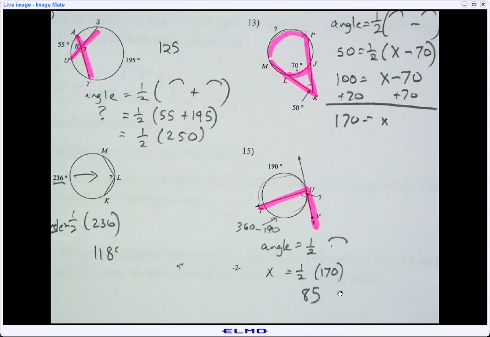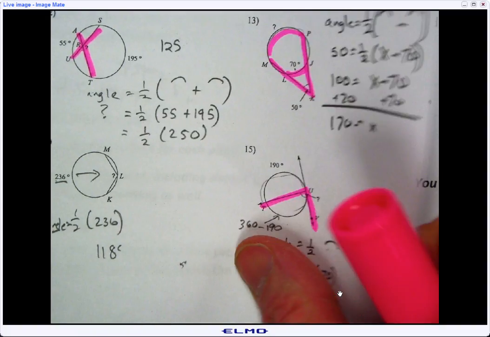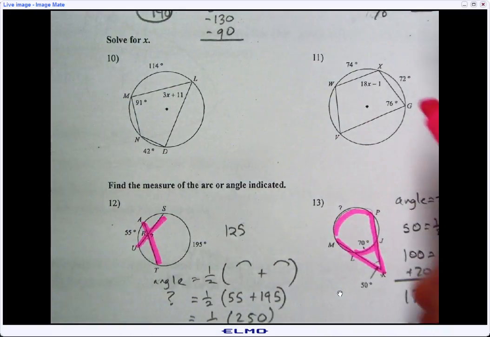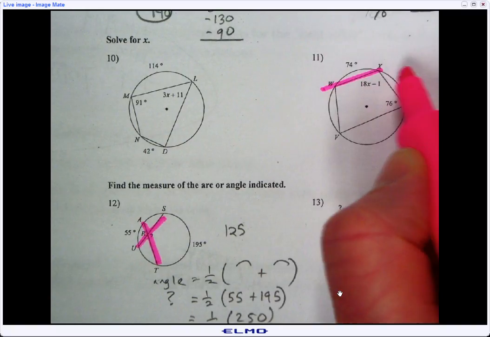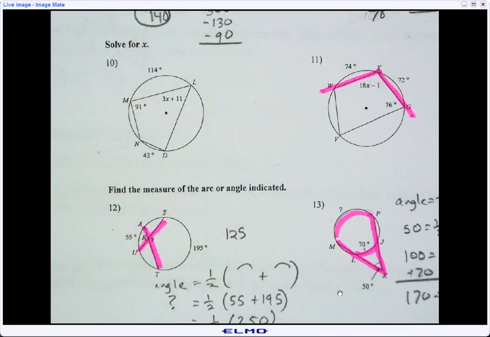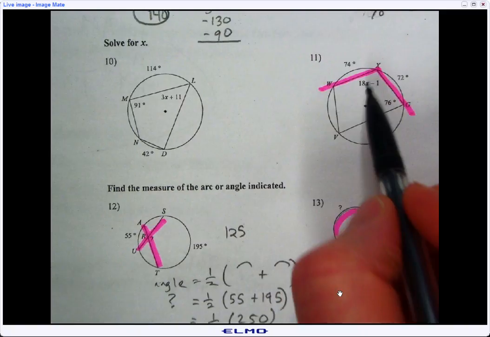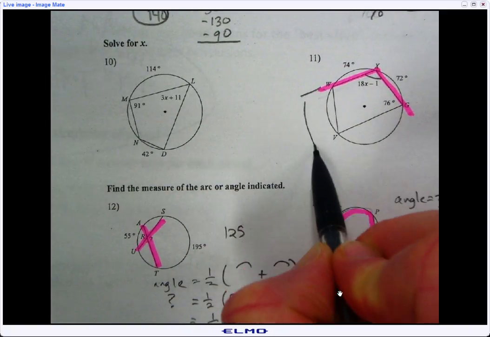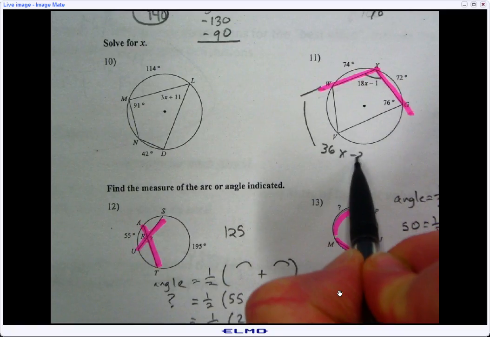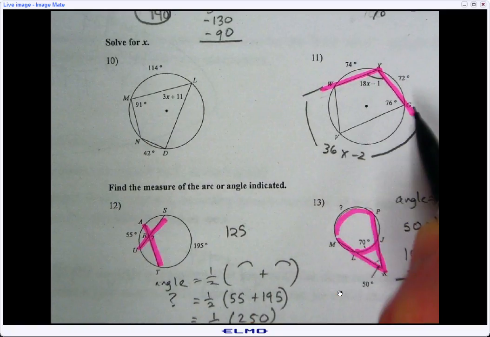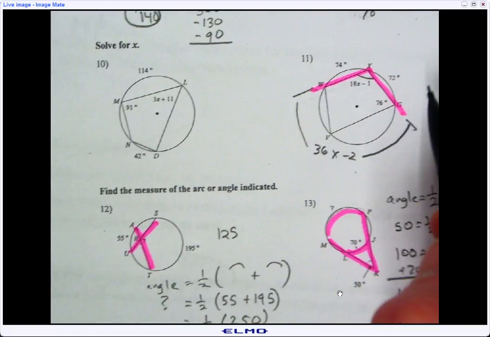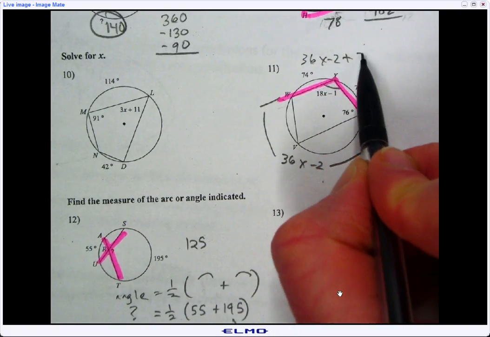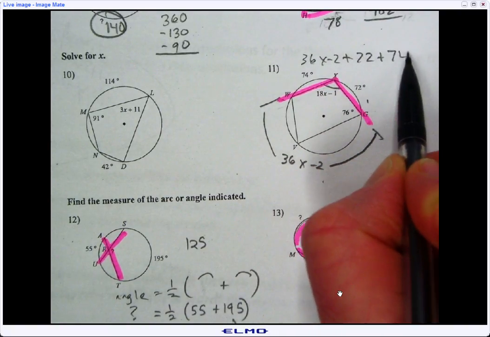Okay, quickly back to those two that are kind of extra credit type. Again, we did some things with extending. And when you extend 18x minus 1, the arc is double that. So it would be 36x minus 2. Now you have an equation, 36x minus 2 plus 72 plus 74 equals 360.